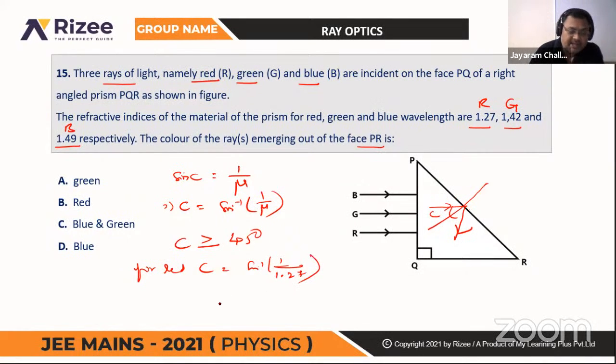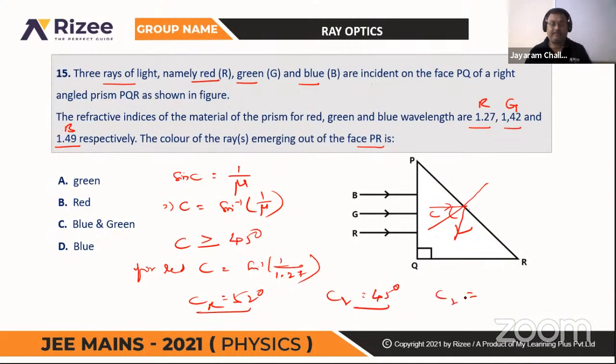So this is for the red indications. When I solve this one, we should take 1 by 1.27 and just go for this. Then the angle C will be somewhere around 52 degrees for the red, and for the violet it will be approximately 45, and C for the blue is going to be around 42, according to their given values.